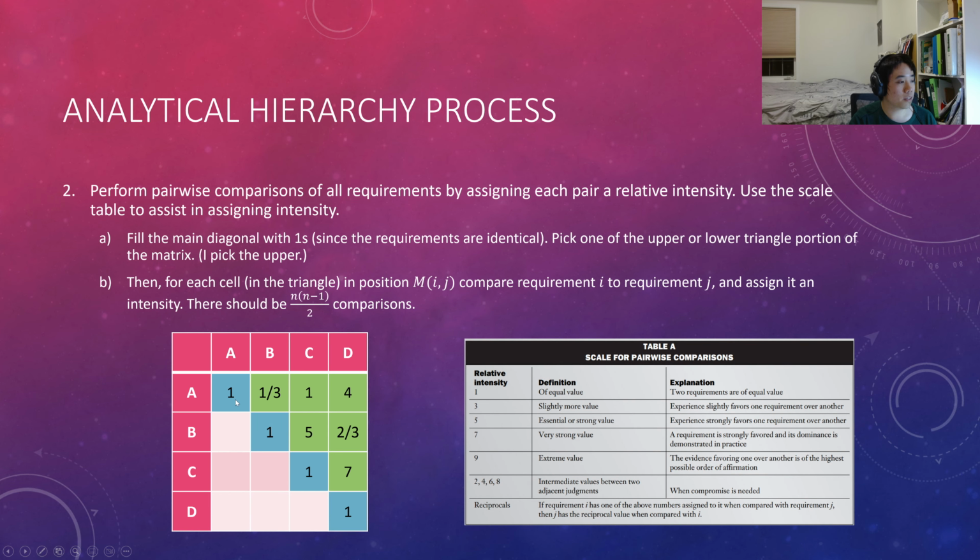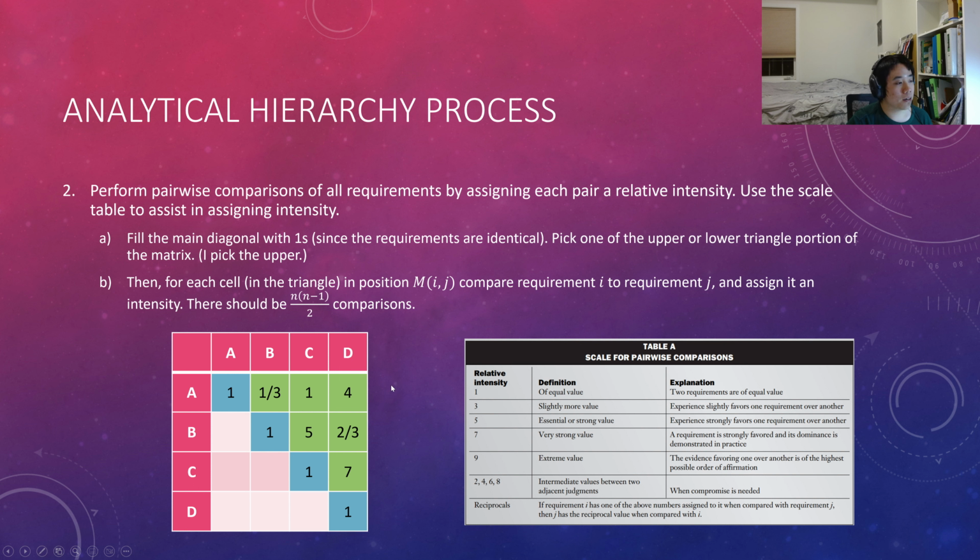The main diagonal will have the intensity of 1 because they are the same requirements, so you don't have to do any comparisons. But for the other ones, you pick one of the upper or lower triangles, and then you make n times (n minus 1) divided by 2 comparisons. That is the number of cells you're going to fill in with numbers in your chosen triangle.